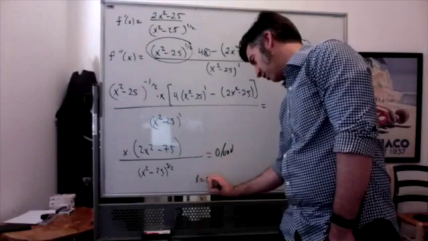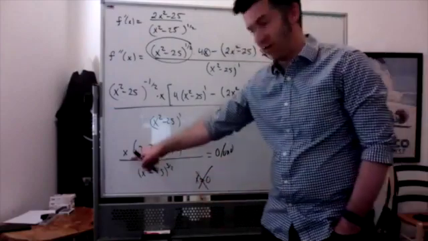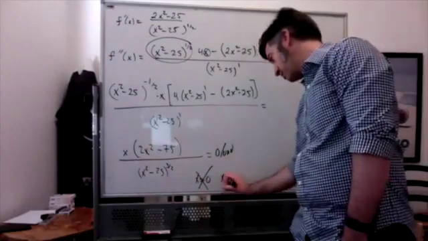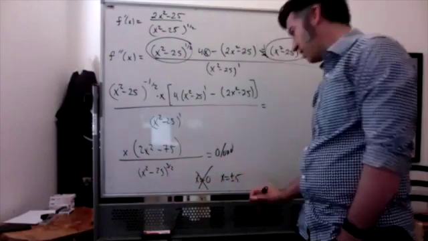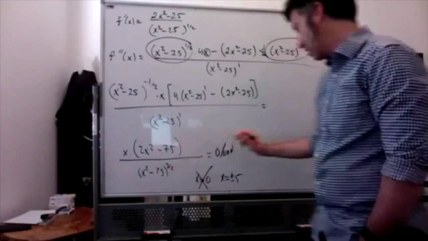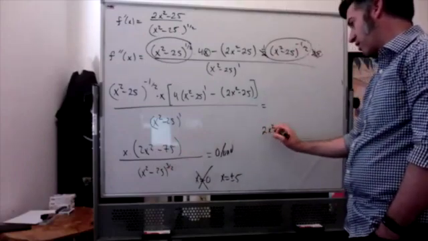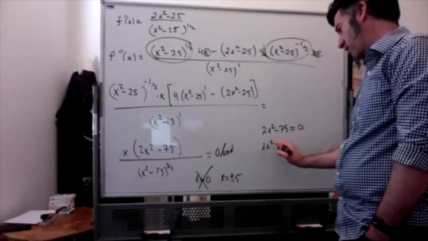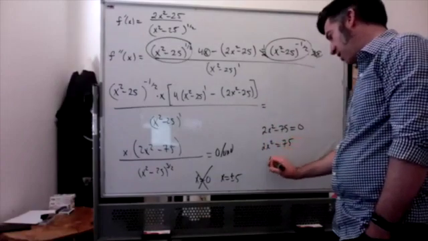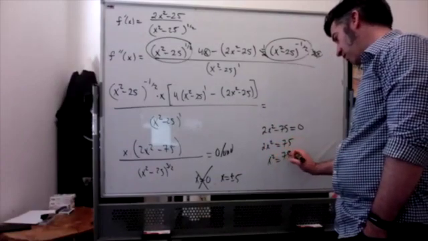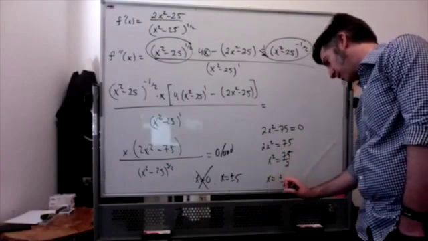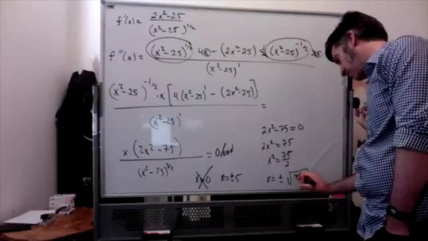We get x equal to 0, which is not in the domain, right, from that part there. We get x equal to plus or minus 5, which we know are the endpoints. And then we get this equal to 0. So 2x squared minus 75 equal to 0. 2x squared equal to 75. x squared equal to 75 over 2. So x equals plus or minus the square root of 75 over 2.